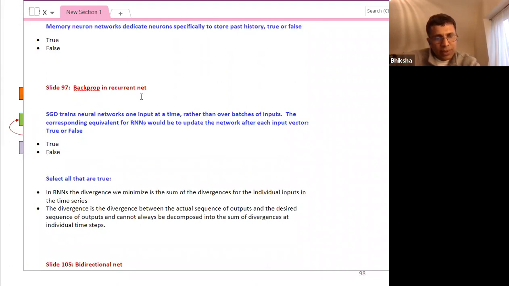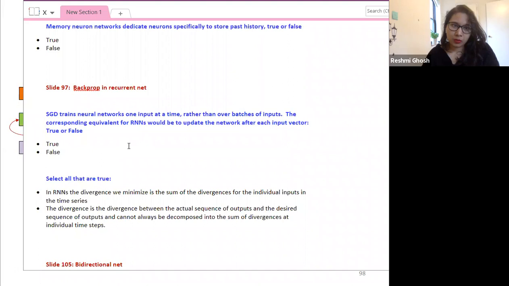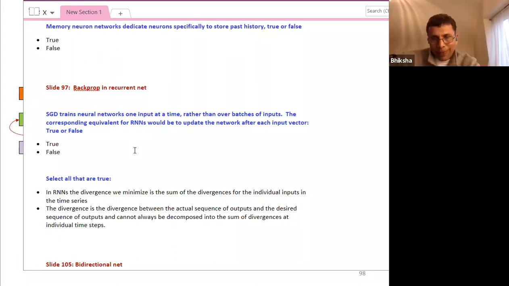That's this one for slide 97. So we have a question. Why don't we directly propagate Z instead of H? Any motivation? Just hang on. Let this poll be done. So stop the poll.